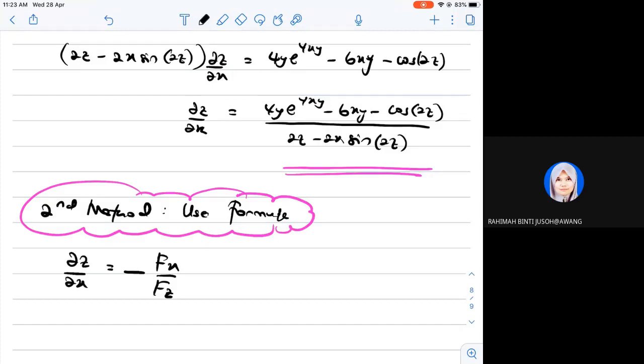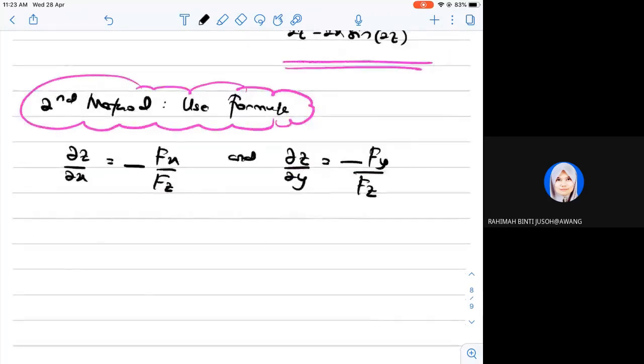Macam tu. And if the question ask you to find del Z over del Y, sama juga. Negative, jangan lupa. Fy over Fz. Macam tu. Negative tu mesti ada. So that's the formula of implicit differentiation lah.